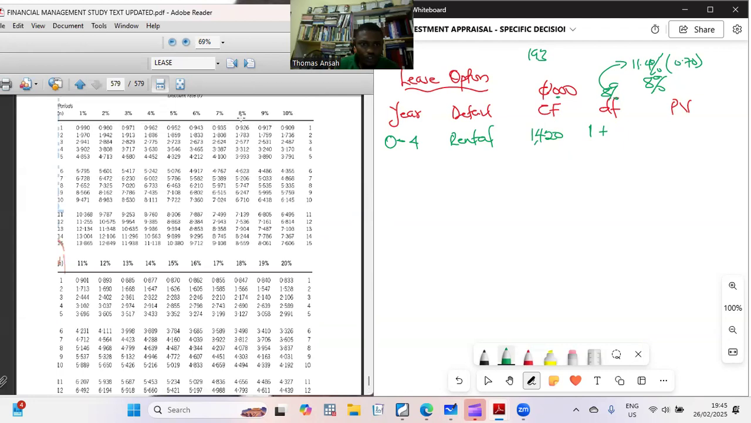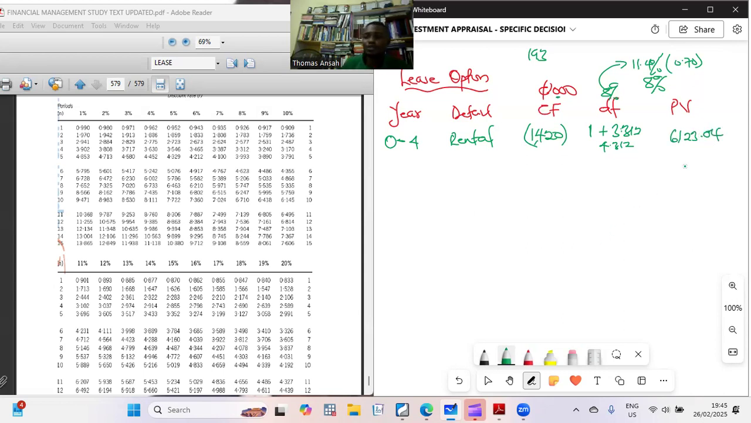This is annuity. We have 8% for 4 years. 8% is 3.312. So 3.312. That means it's 4.312. Don't forget this is an outflow. Okay. So what is that? 1.40 multiplied by 4.312. That is 6123.04.